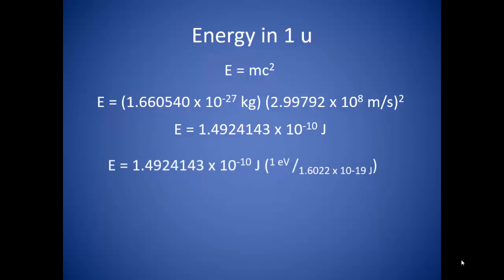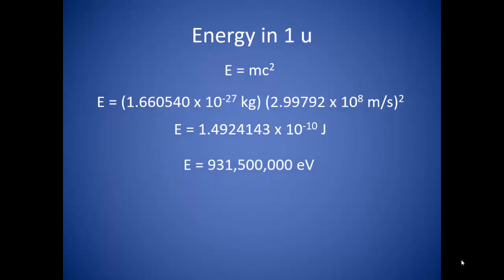But remember, we do have electron volts at our disposal. There are 1.6022 times 10 to the negative 19th joules in 1 electron volt. So we divide our joules by this and end up with 931,500,000 electron volts of energy in 1 mass unit. Okay, now we have a really big number. This is, however, a bit more manageable as we can rename this 931.5 mega electron volts.